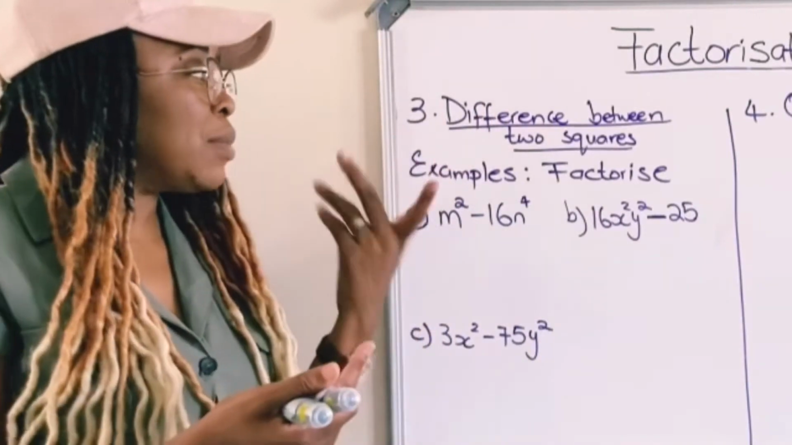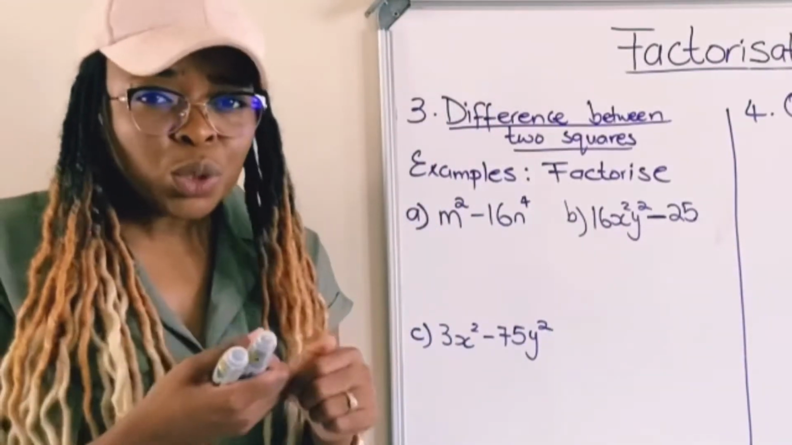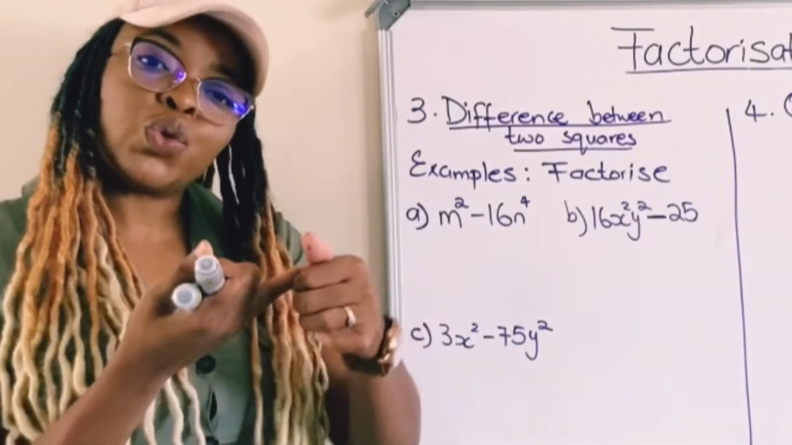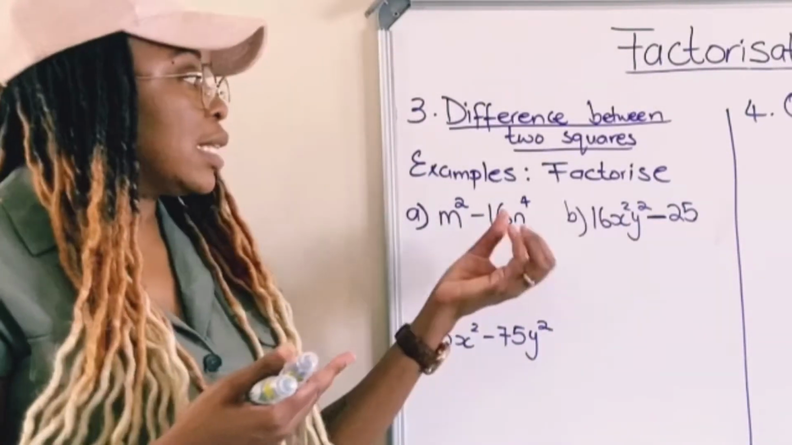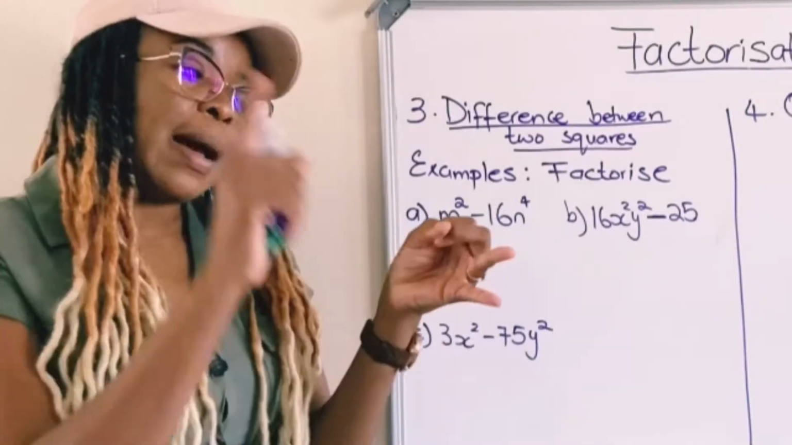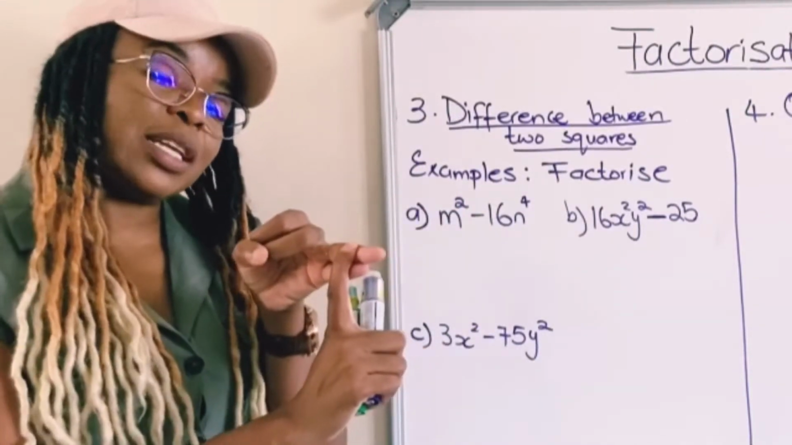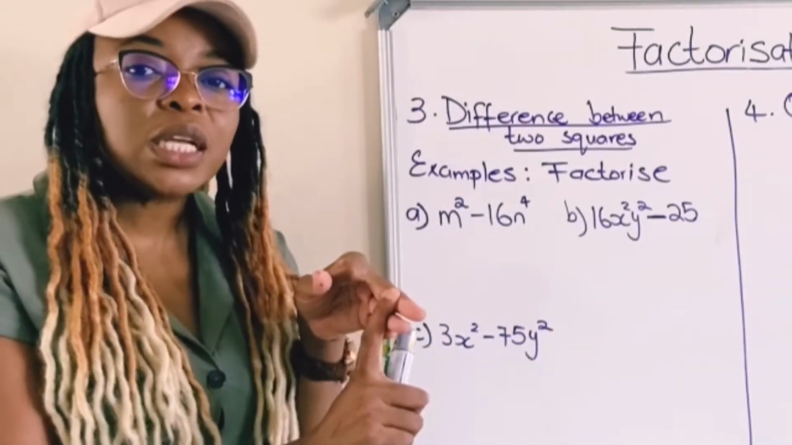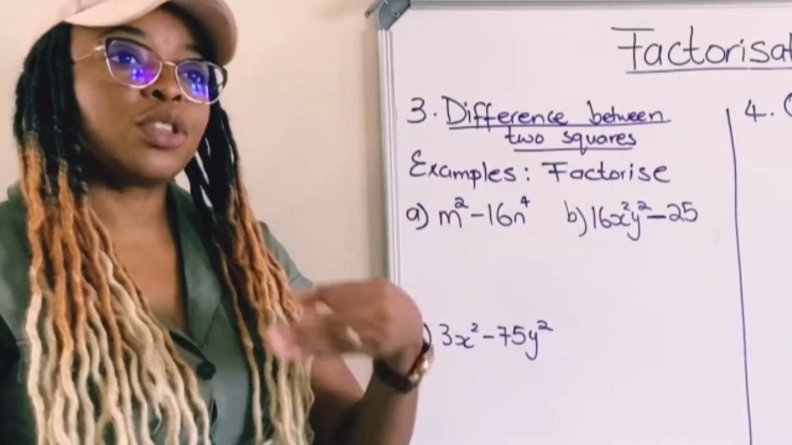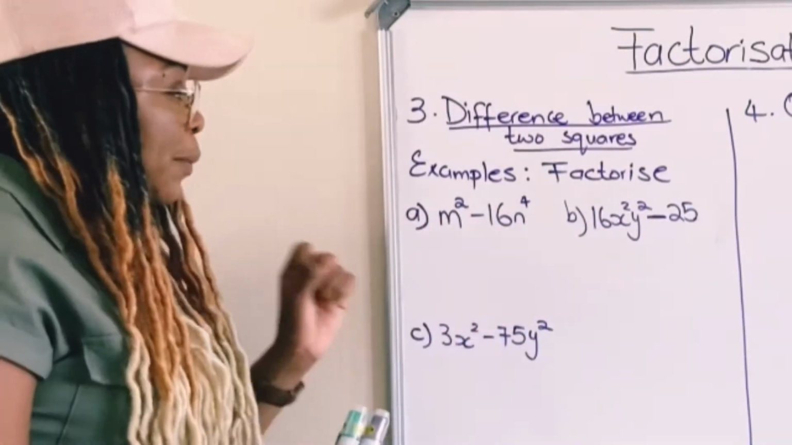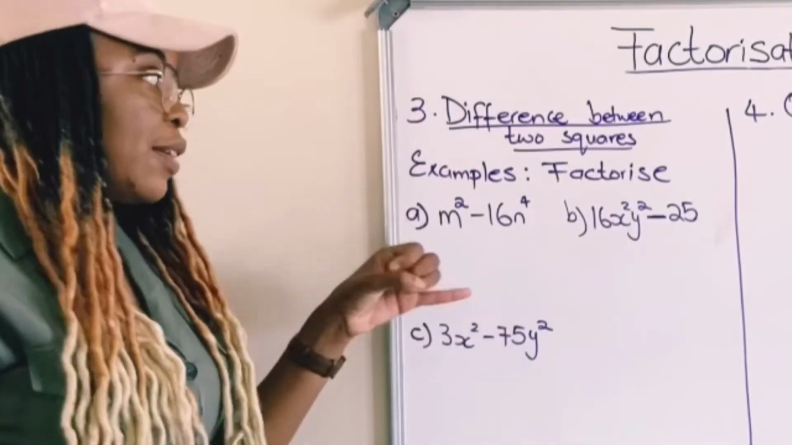So if it's difference between two squares, I need to have a difference, and it needs to be between two square numbers. So my coefficients need to be square numbers. I need to have a difference, which means I need to have a minus. The third condition is that my powers need to be even numbers. So the variables must be powered to even numbers. Let's see, are those conditions satisfied in the first example here?